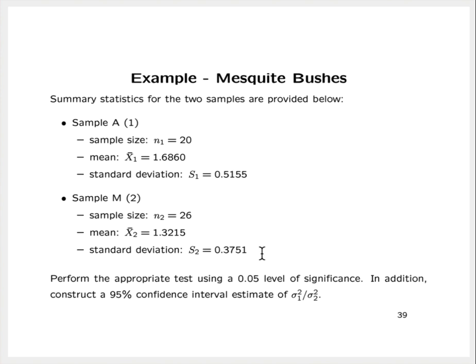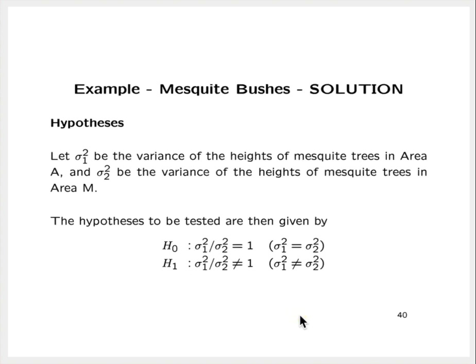But is that difference big enough for us to conclude that the underlying population variances are different? Well, we need to perform the test in order to answer that question. We're going to perform this test using a 0.05 level of significance, and in addition, construct a 95% confidence interval estimate for the ratio of the population variances. Let sigma 1 squared be the variance of the heights of mesquite trees in area A of the ranch, and sigma 2 squared be the variance of the heights of mesquite trees in area M.